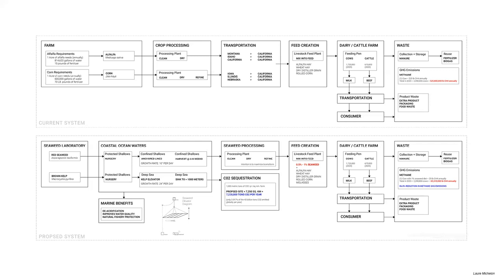But this project aimed to connect the systems of large-scale seaweed farming, of brown kelp for carbon sequestration and red seaweed for addition to cow feed in order to reduce methane emissions.